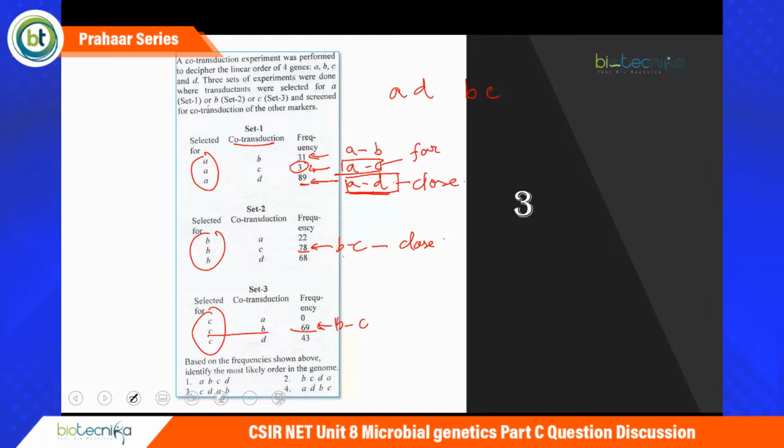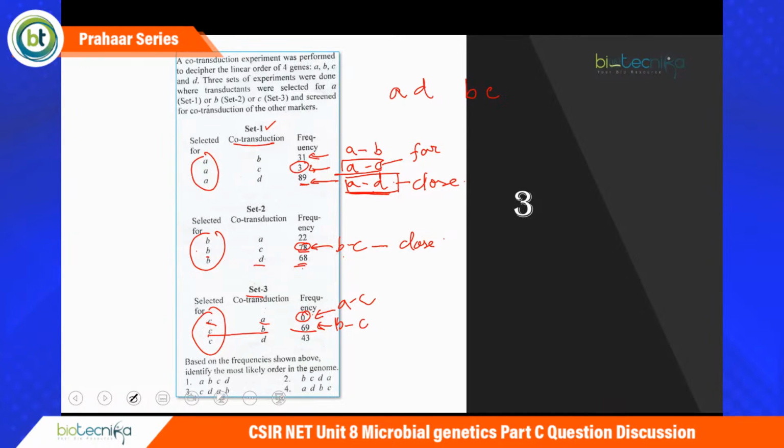And one important thing that we get is C and A. The frequency is 0. Which means that C and A, and also from set 1 we see that the number of cells getting C and A both is very less. Here in set 3 it is 0 only. So what this proves is that A and C for sure are the farthest two genes. And what else do we see? B can transduce with C as well as it can transduce with D.